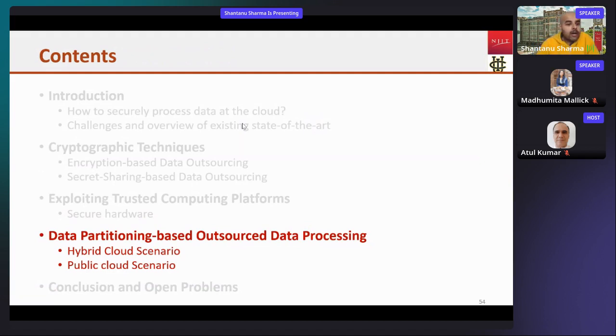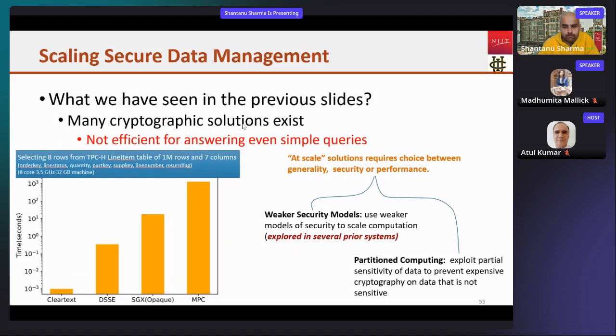So now we have seen cryptographic techniques and techniques for secure hardware. And at the beginning, I showed you that both of these techniques are not highly scalable. They cannot deal with very large sizes of data. So what are the possibilities that we can use cryptographic techniques or SGX based techniques for very large data? There are two scenarios: one is the hybrid cloud and one is the public cloud.